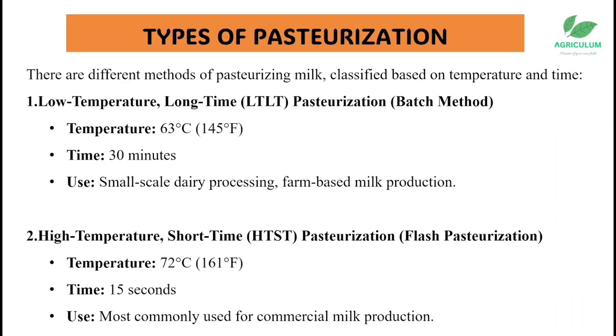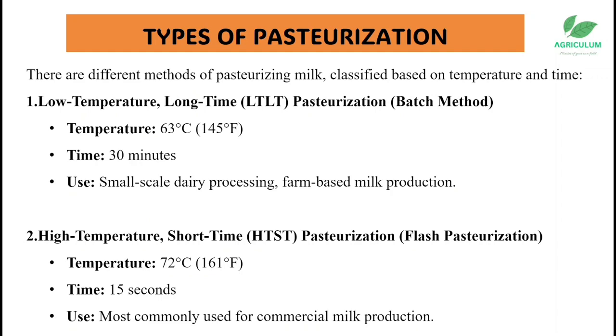Now comes the types of pasteurization. There are different methods of pasteurizing milk classified on the basis of temperature and time. First one is low temperature long time, LTLT pasteurization, which is also known as batch method. What happens in this? The temperature is kept at 63 degrees Celsius or 145 degrees Fahrenheit for 30 minutes. The time duration is 30 minutes.